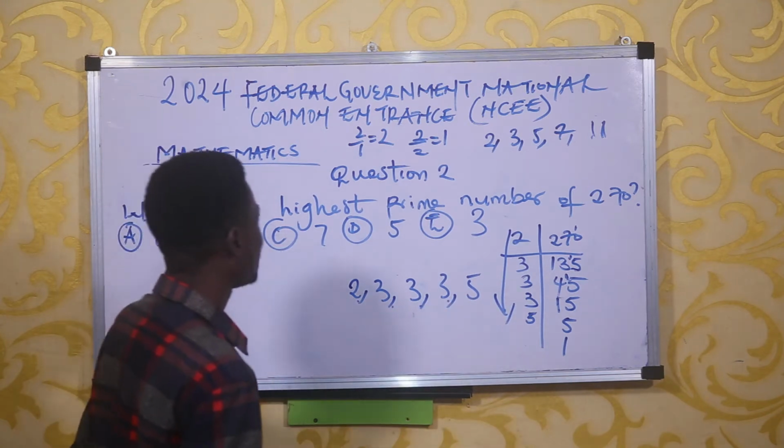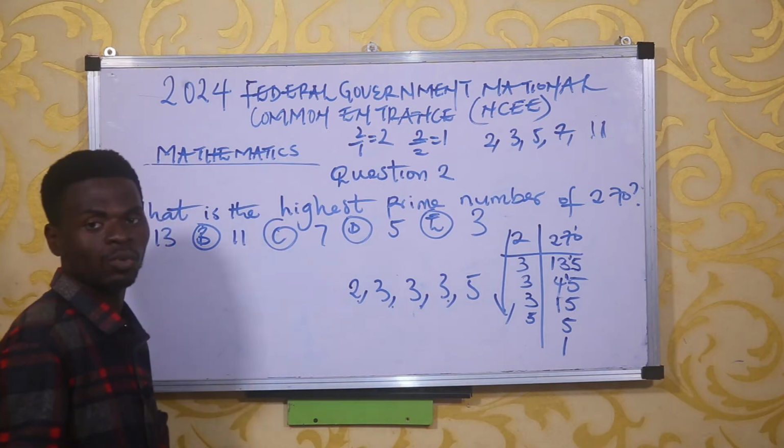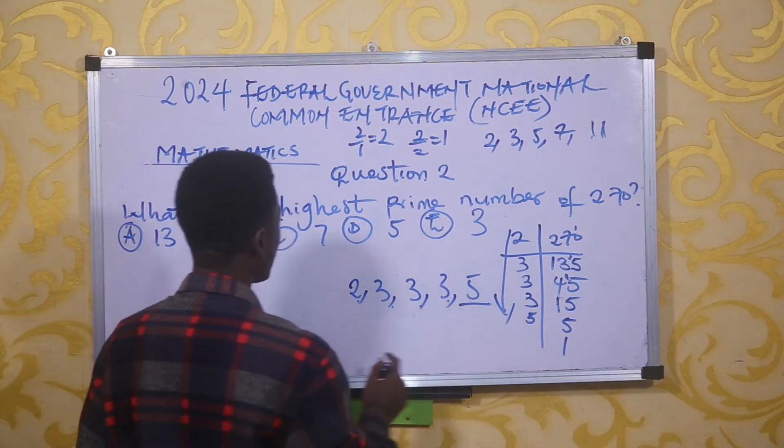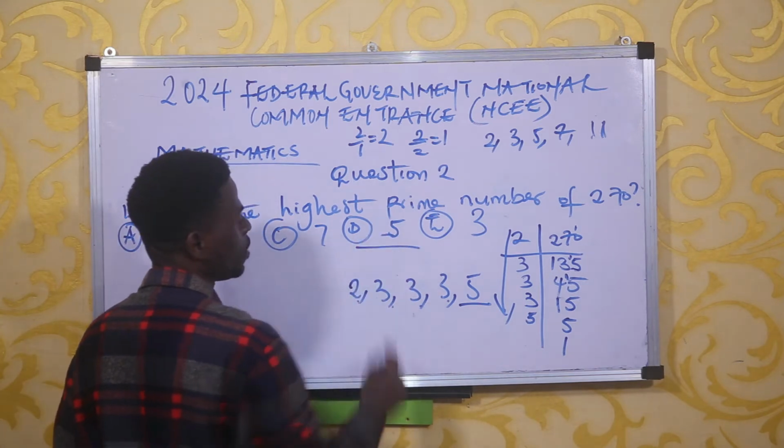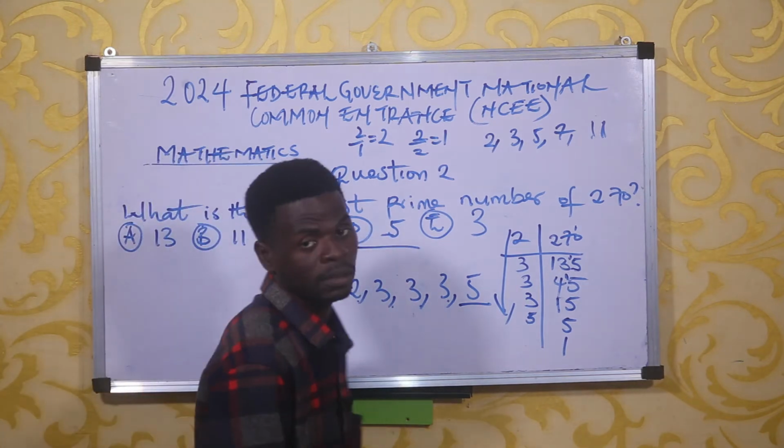So in this place now, the highest prime number here is 5. So our option here is option D, which is 5. So that is our answer. Thank you very much.